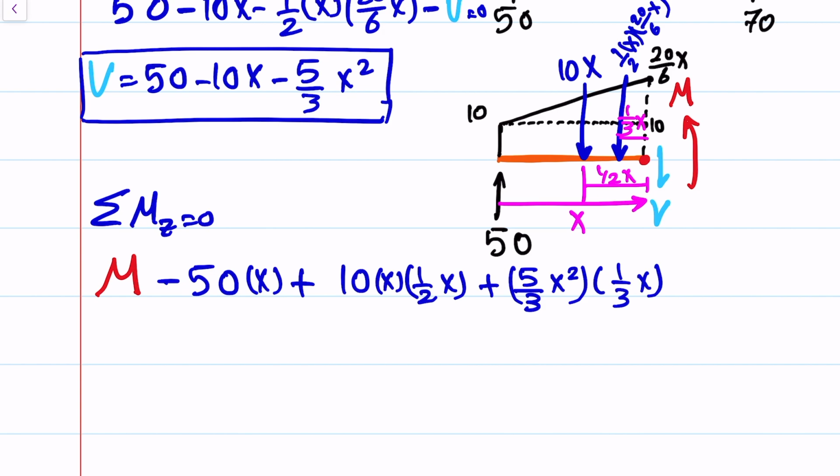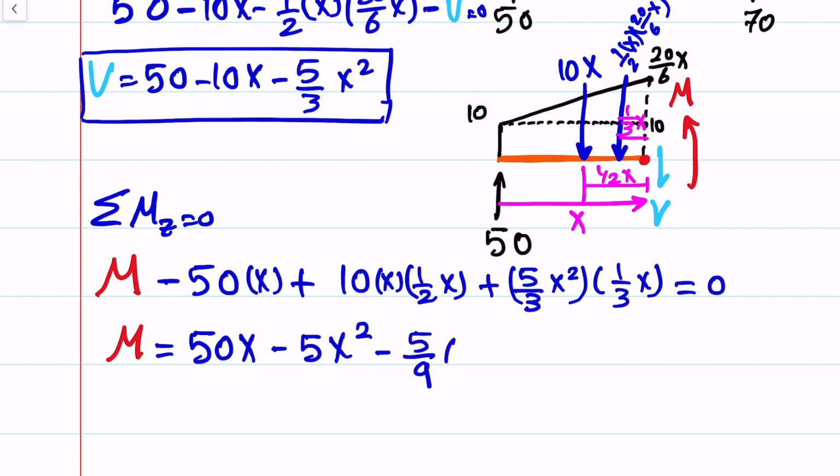Okay, these are all the forces we have, and equals 0, then M is equal to 50x, and you have here negative 5x squared, and this should be negative 5 over 9 x cubed.